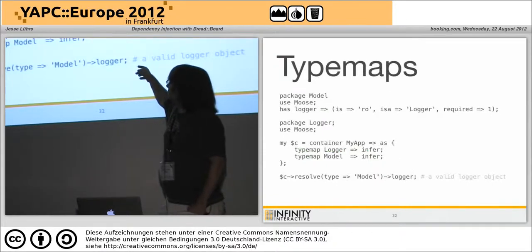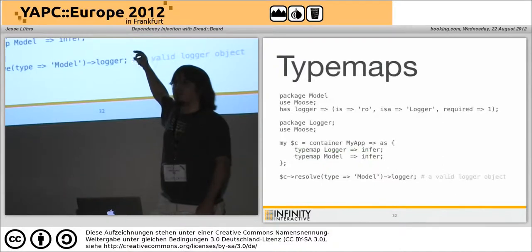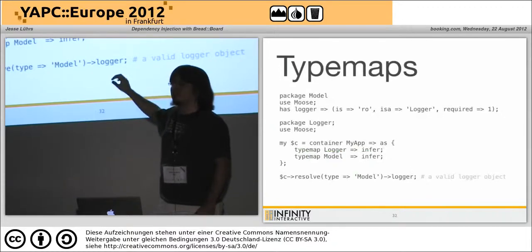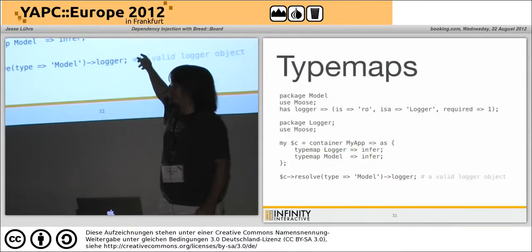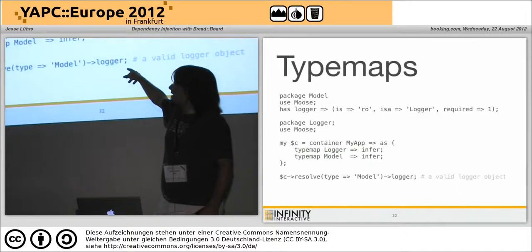Here we have a container which has two services. The infer, it automatically creates a service and automatically figures out the dependencies. It does this by looking through your Moose class, introspecting the attributes, and looking at the type constraints to see if there are any types in that class that match up with types that you've defined in your type map. So here the logger doesn't have any attributes, so it just turns into a regular constructor injection service. But the model has a logger attribute, which is a logger, so it has a logger type constraint. It looks in the type map, sees that we have a logger already in the type map, and it automatically knows that you want that to be a dependency.